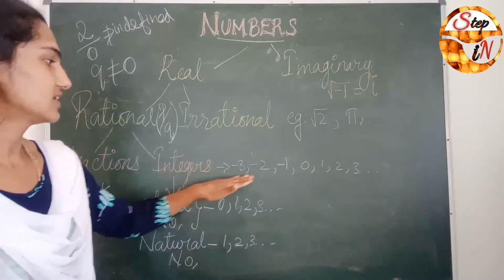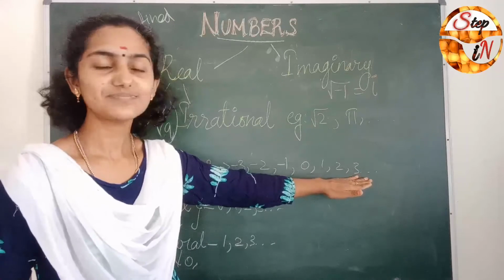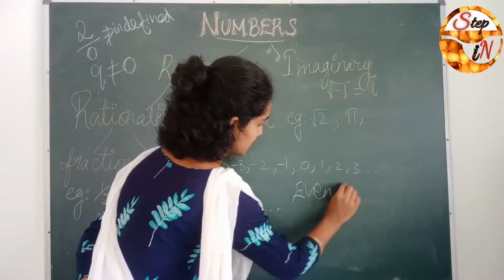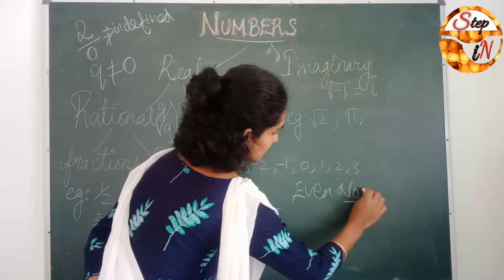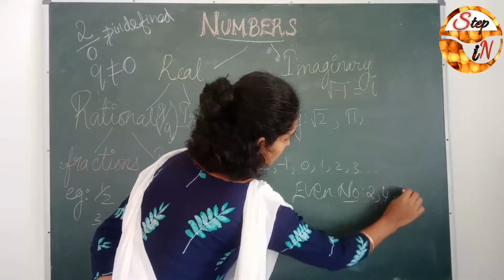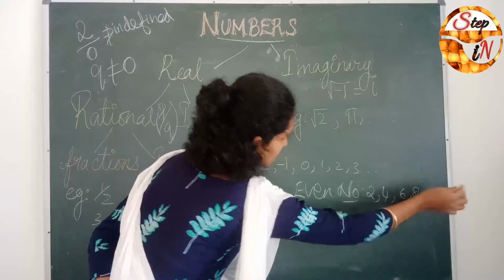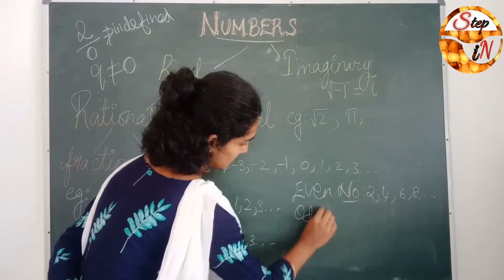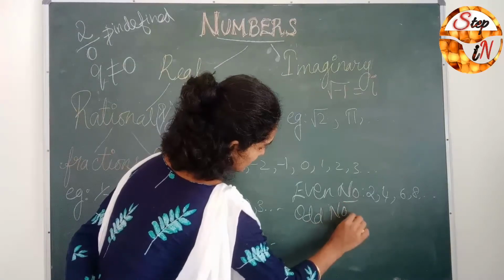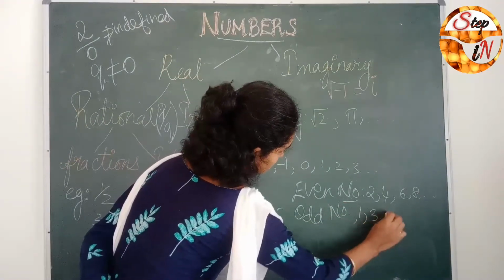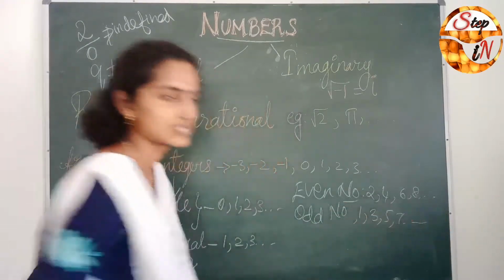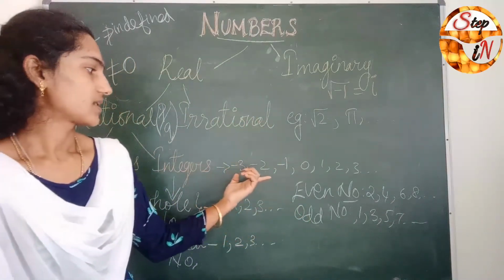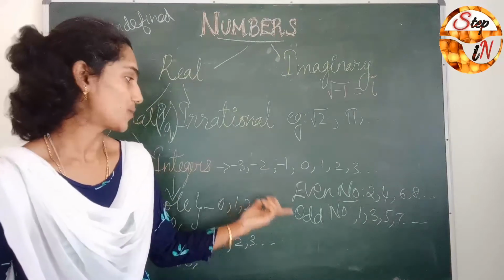Then from here we can find the even numbers. What are all even numbers? 2, 4, 6, 8, etc. And what are all odd numbers? 1, 3, 5, 7, etc. And from here, prime numbers and composite numbers.